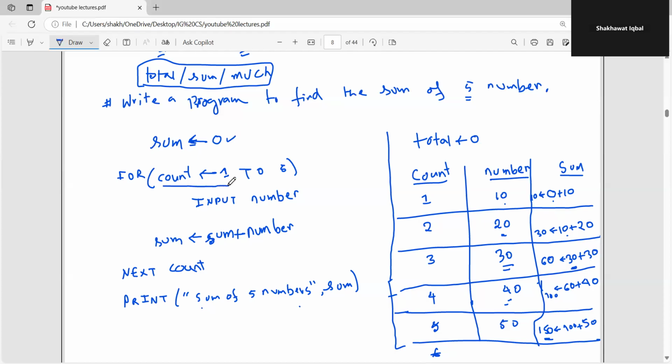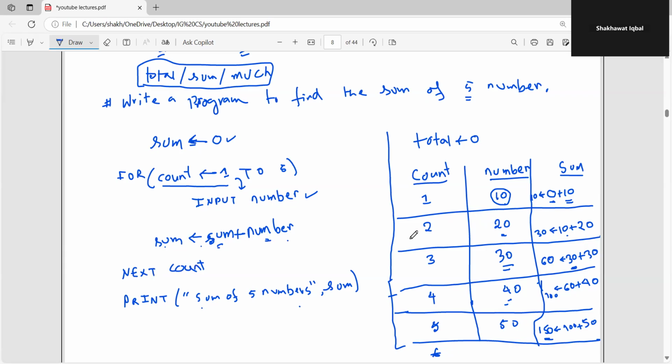Count is 1. Okay, then I'll go inside. Input number, you input the number, which is 10. The next line is sum equals to sum plus number. So it will execute from right to left. What is your number now? Your number is 10. What is the current value of sum? Always remember we have to work with the recent value. Okay. So number value is 10. Sum value is 0. So 0 plus 10 is 10. So new value of the sum is 10.